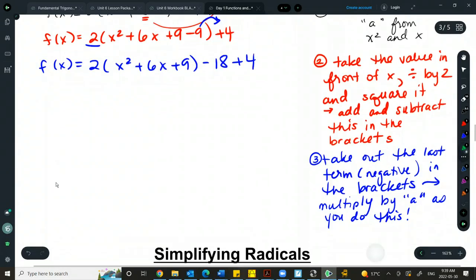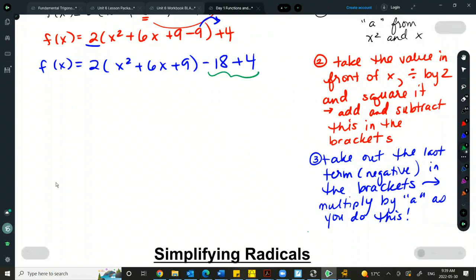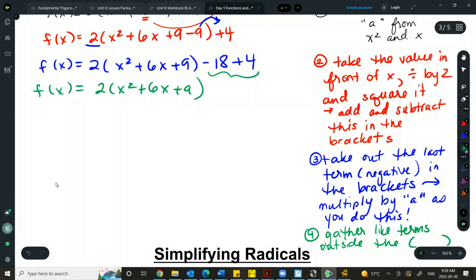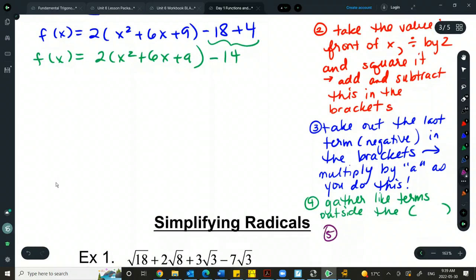Okay, last two steps, add outside the brackets. So we'll say gather like terms outside the brackets. I'm just going to put that for brackets. And then the very last thing that we need to do, we just created a perfect square trinomial inside the brackets here. So we must factor this perfect square trinomial. So that's the very last thing. So I'll just put that down here.